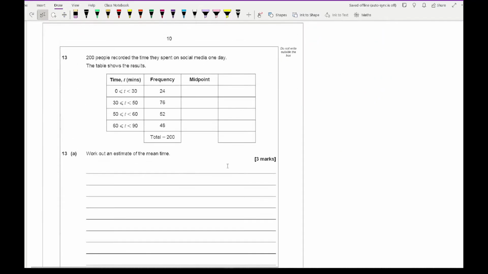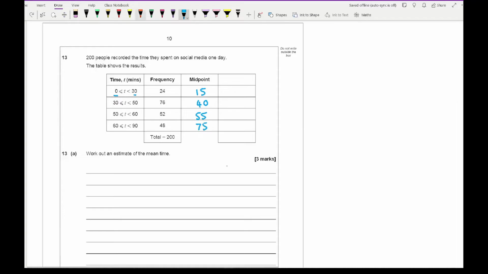Now moving on to question 13, it says 200 people recorded the time they spent on social media one day. The table shows the results. So this question is asking me to find the estimate of the mean time. It's giving me the indication that I need to work out the midpoint of these two numbers. If you're ever unsure about how to work out the midpoint, just simply add the two boundaries together and divide by 2. So the first midpoint is 15, then it's going to be 40, then 55, and then 75.